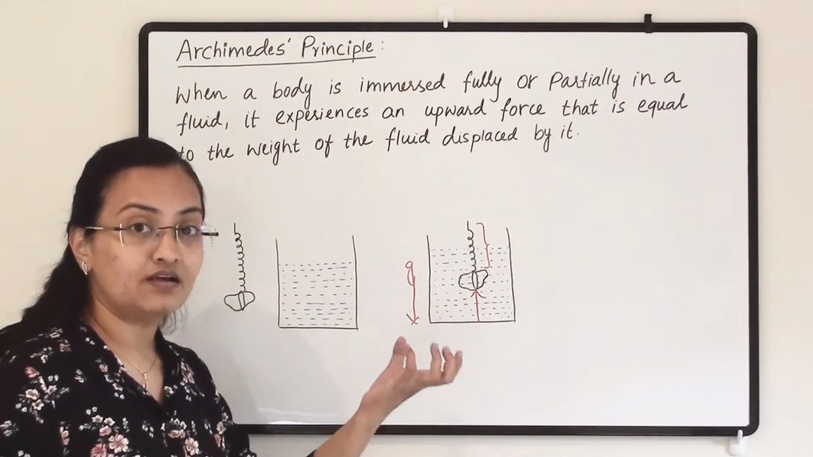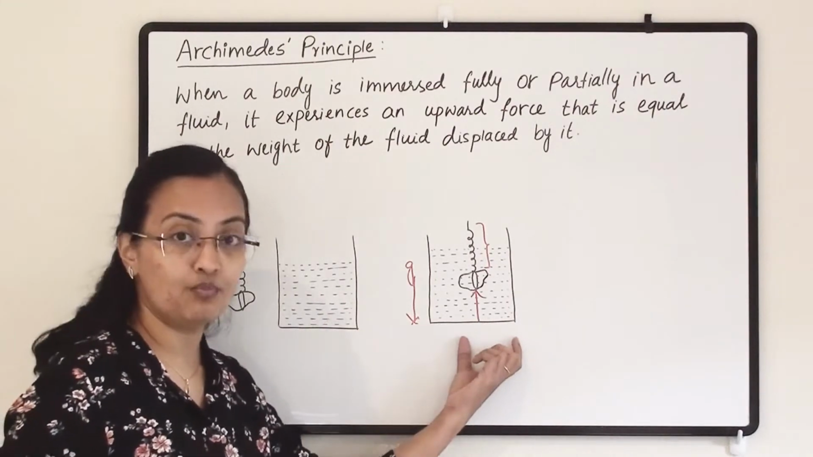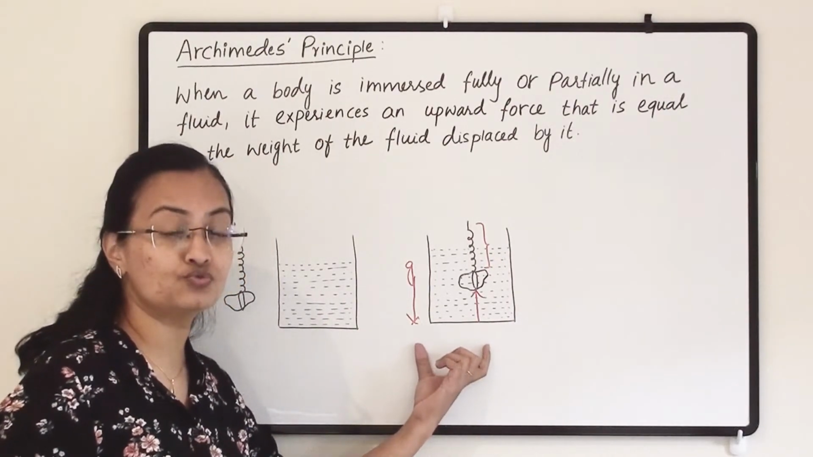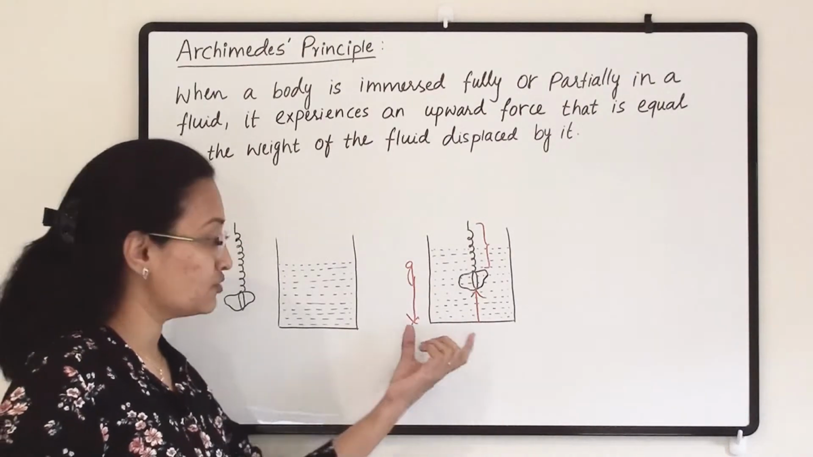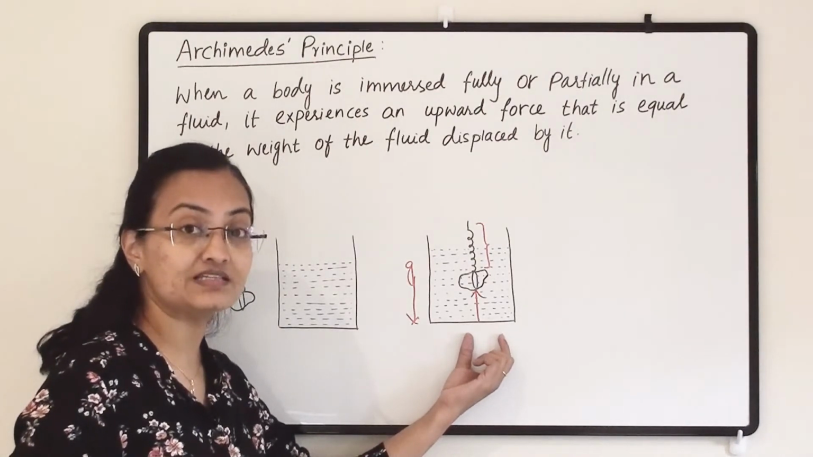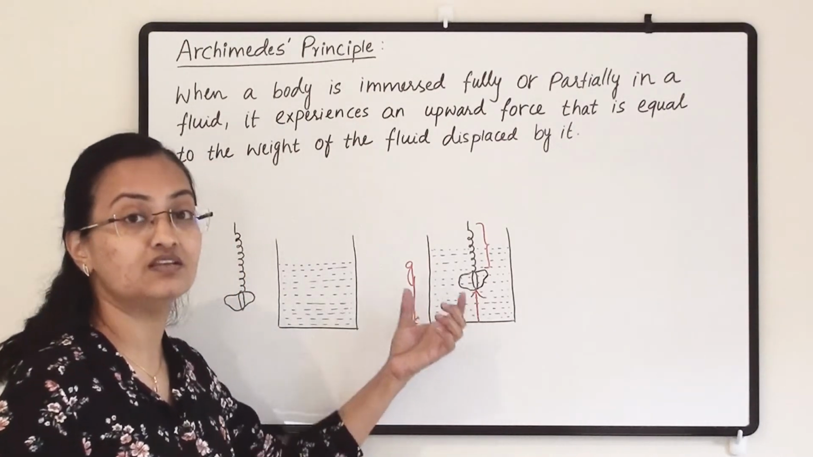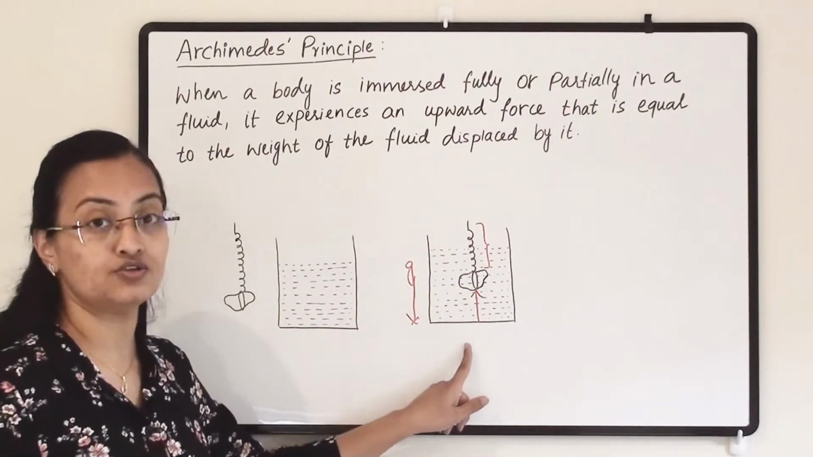The difference of these two, gravitational force and buoyant force, will tell us how much this object will become lighter. So the difference of gravitational force and upthrust force will tell us that this much the object will become lighter when we are immersing it into the water.